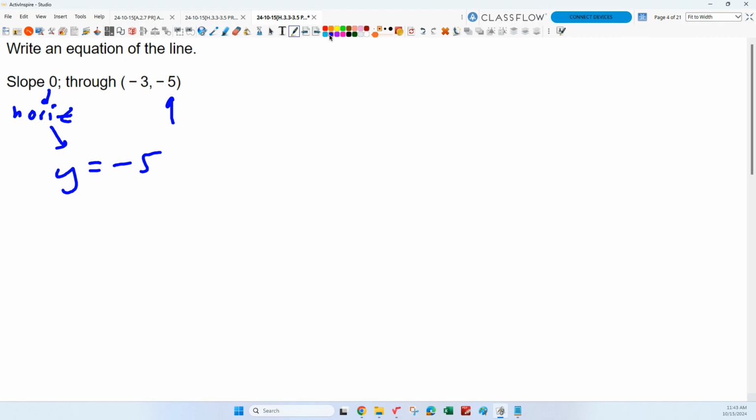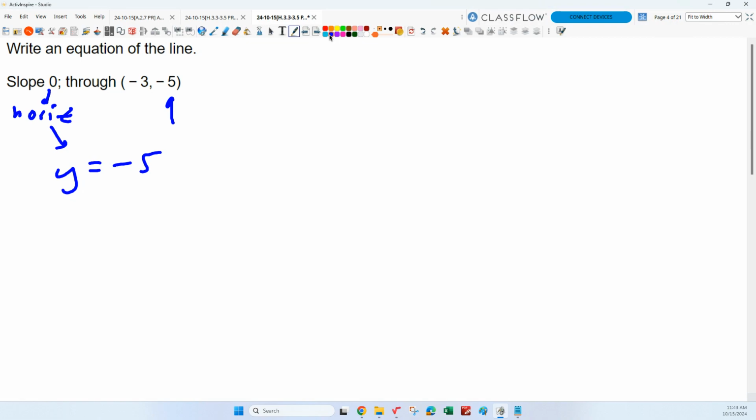Okay, that line is in slope-intercept form. What's the slope? Zero. Right? How do you know it's zero? Well, what's the coefficient of x in that equation? If there's no x, what must x be multiplied by? Coefficient 0. There you go. So the slope is 0.